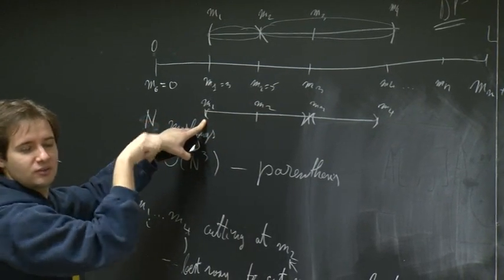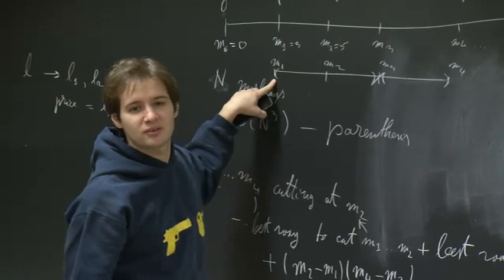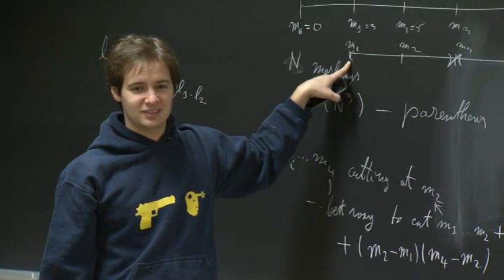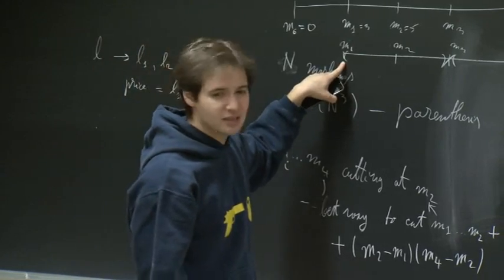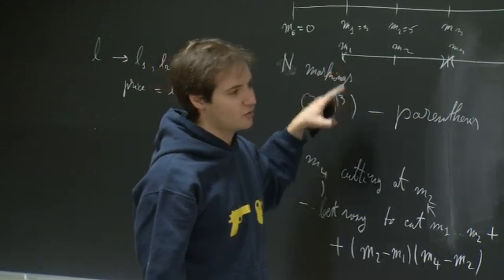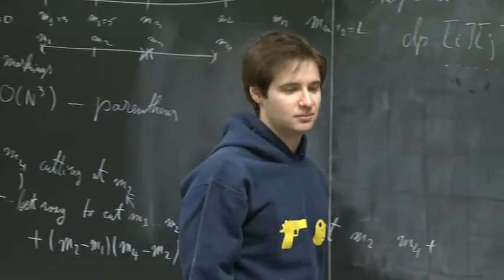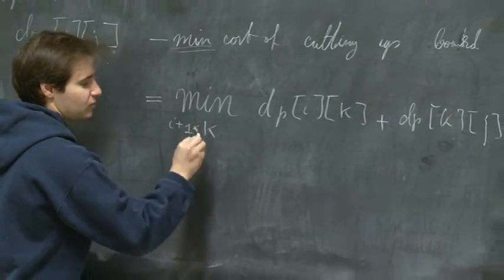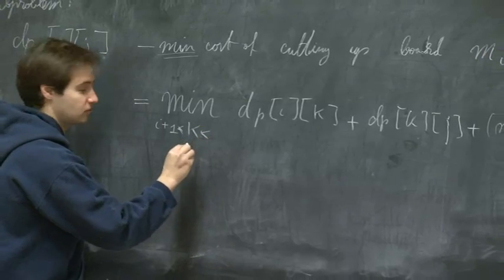By the way, if you try to recurse to the same subproblem, what are you going to get as your running time? Infinite. So let's not do that. So we're going from I plus 1 to J minus 1. Going from I would be bad. So I plus 1 to J minus 1.